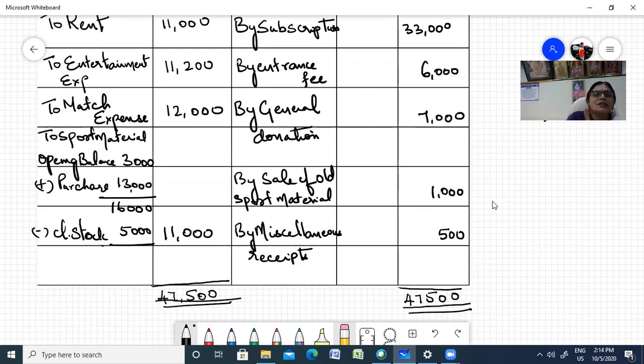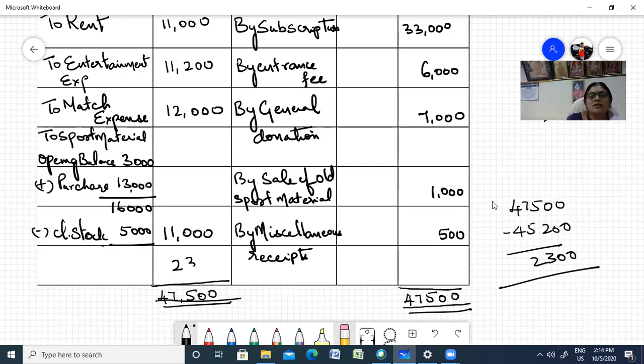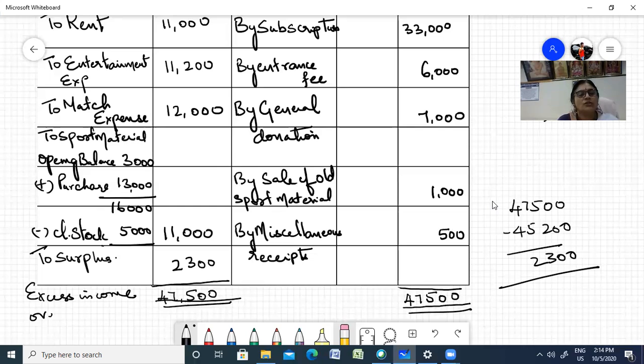Now let us see what you have this side. 10, 20, 30, 40, 41, 42, 43, 44, 45. So you have 47,500 minus your 45,200. Right. So 2,300 is your balance. So this is your surplus, to surplus. If it is a profit and loss account, you will write net profit, right? So to surplus, that means excess income over expenditure.